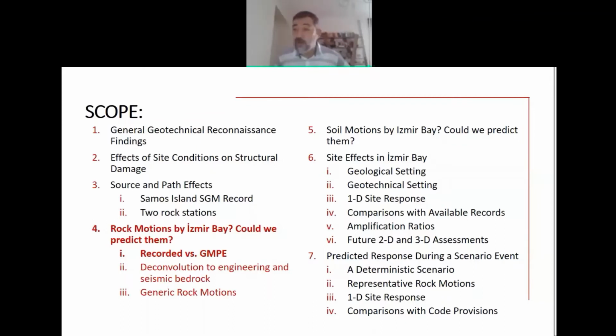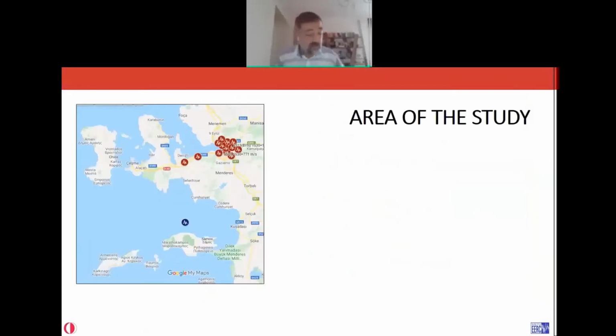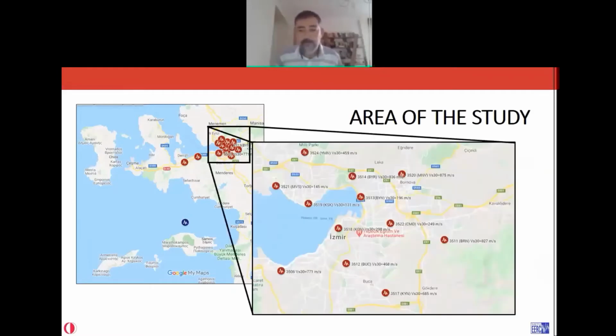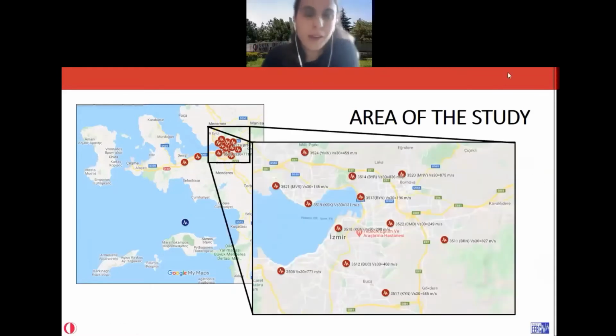Okay, let's take a look at the Izmir Bay rock motions, and then let's see if we can really mimic those motions. There, I would like to ask some help from Ms. Can. Gizem, would you please elaborate on the rock records obtained along Izmir Bay?